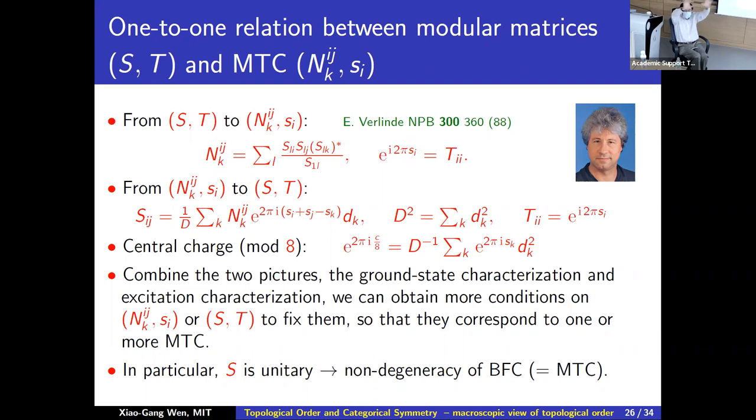And when we combine these two descriptions, there are a lot of relations, like this Verlinde formula: the S matrix and the fusion ring are related by this amazing formula. And also the topological spin and the T matrix are related by this very simple formula. So there are a lot of relations. Then we also have a lot of consistency conditions for this N, F, and R.